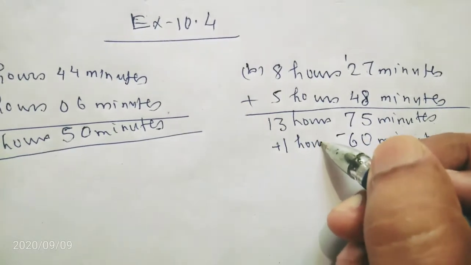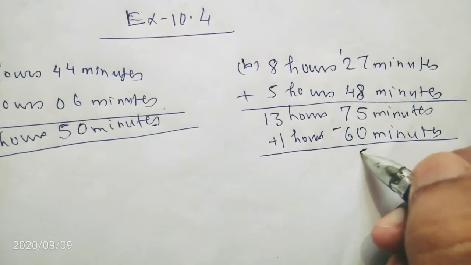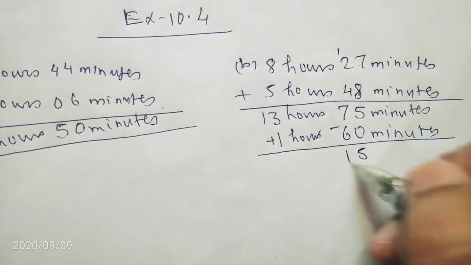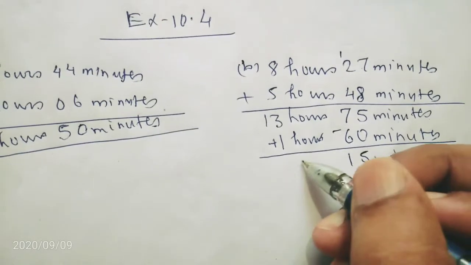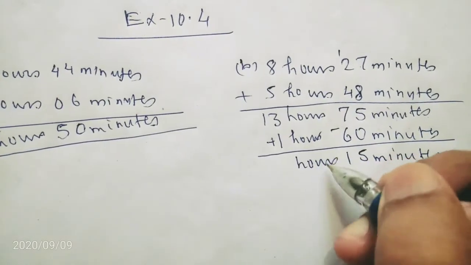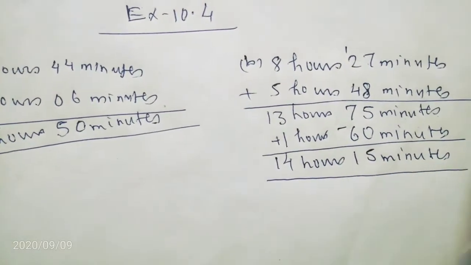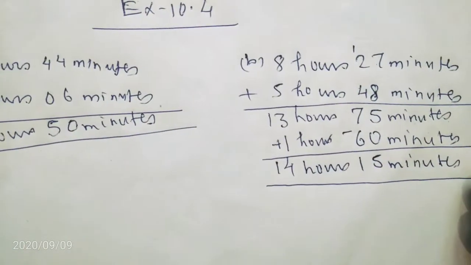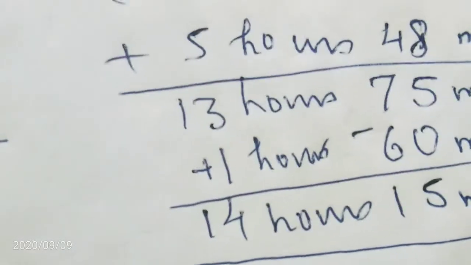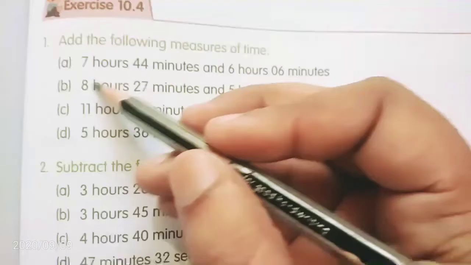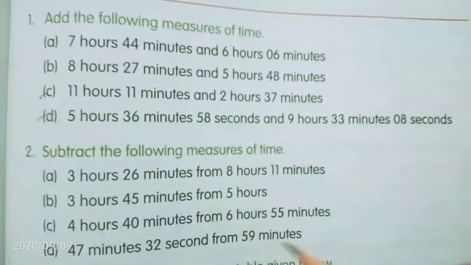Here you minus, and here one more hour will be added, plus 1 hour. So this was the rule I had told you. So here 75 minus 60 is 15 minutes, and here hours, 13 plus 1 is 14. So the final answer is 14 hours 15 minutes. In this way you have to do. So this A number and B number I have shown you. Now C and D are your homework.